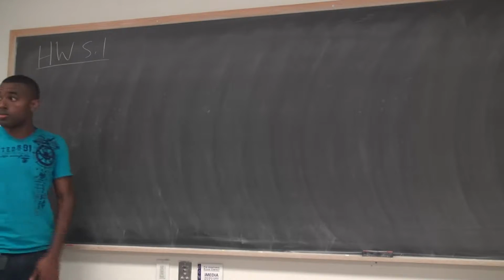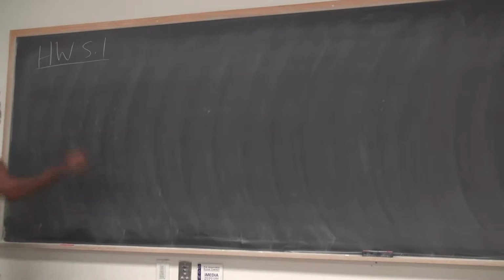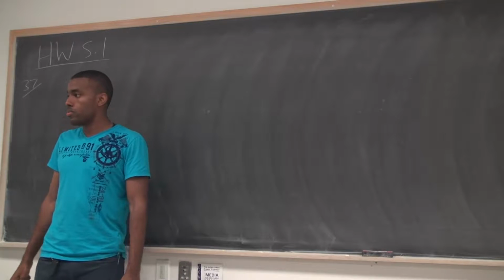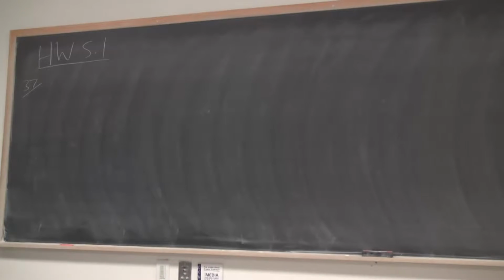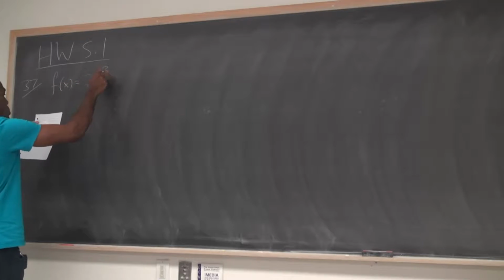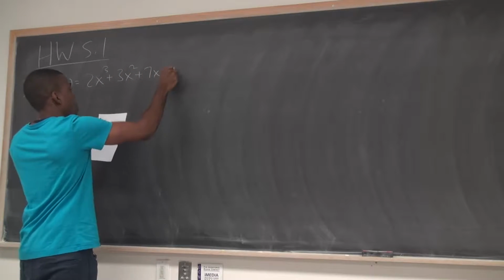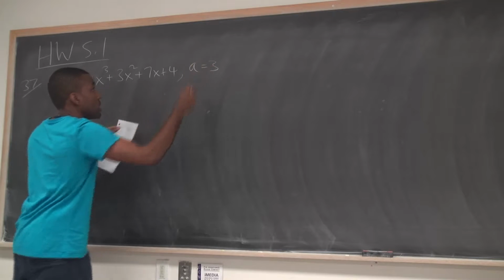Questions? 37. Okay, who has 37? What is it? The function f is actually... Okay, so you're supposed to find the derivative of the inverse, I assume? Yeah. So in 37, we're given that f of x is equal to 2x cubed plus 3x squared plus 7x plus 4. We're given that a is equal to 3.